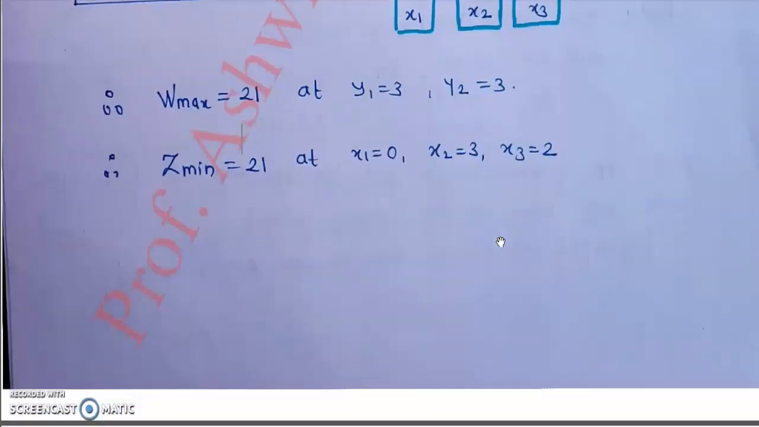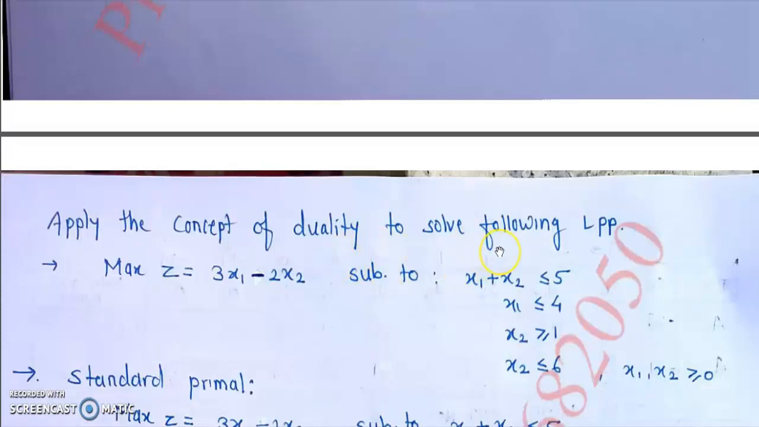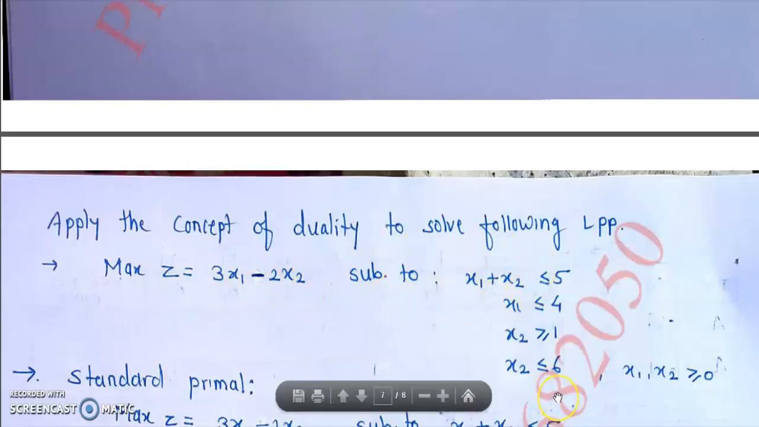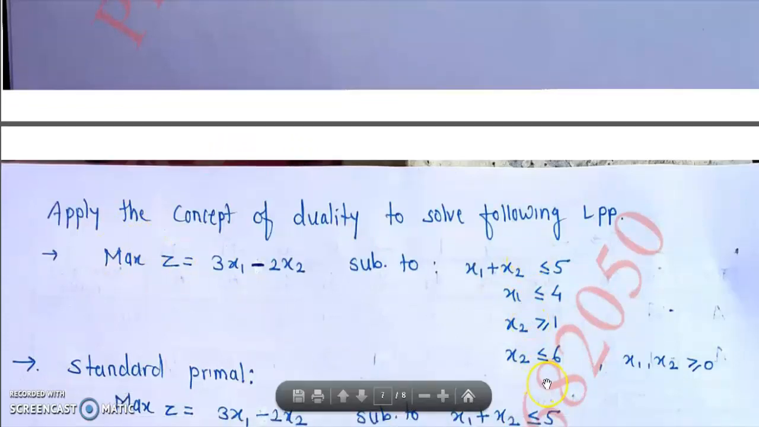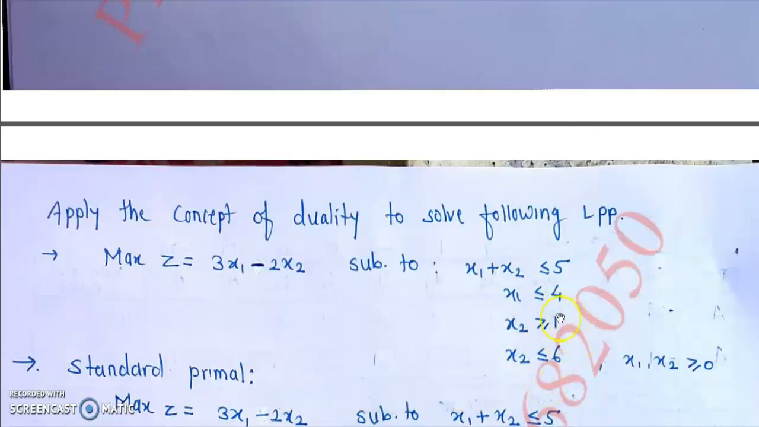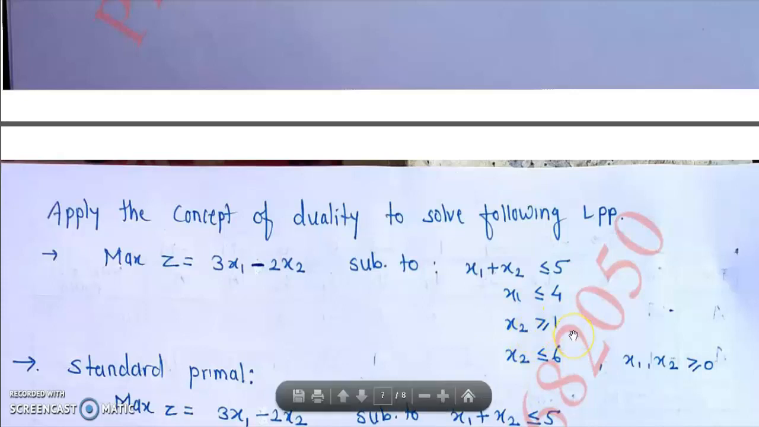We have one more example. Apply the concept of duality to solve the following LPP. Maximize Z equal to 3x1 minus 2x2 subject to these 4 constraints. One thing to observe here is that the question is of maximization, so all constraints should be of less than or equal to type. But we can see the third constraint is of greater than or equal to type. That's why first we have to multiply by a minus sign on both sides. So we get minus x2 less than or equal to minus 1.